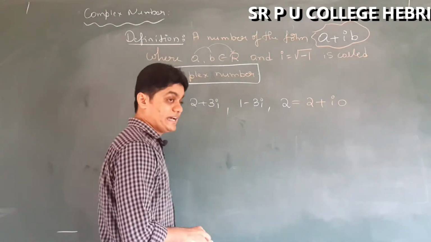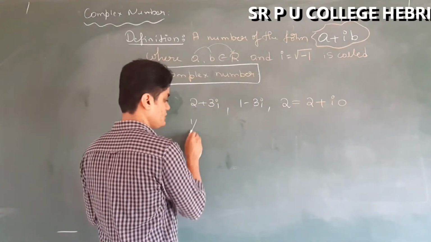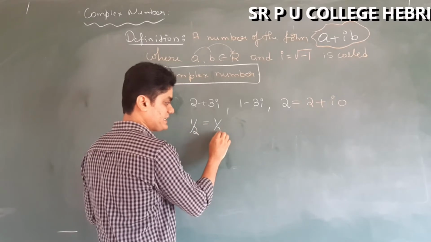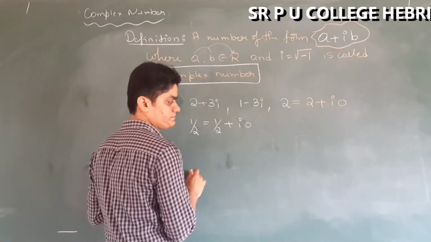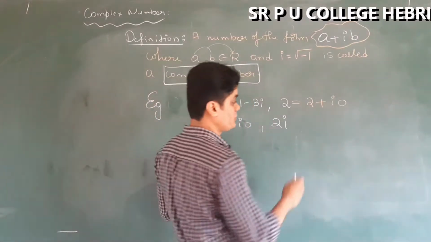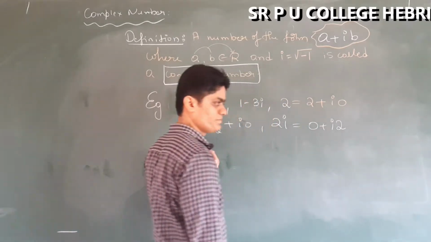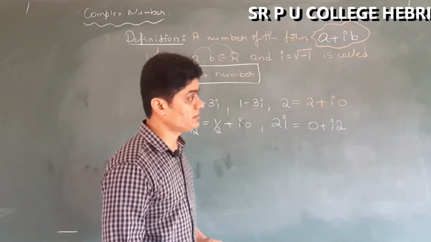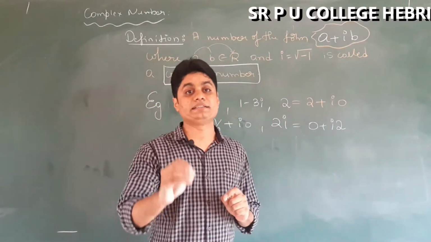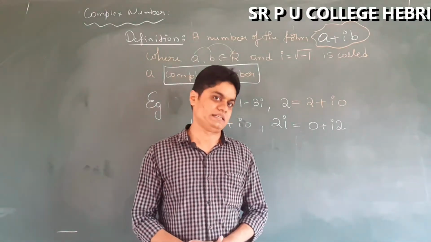So remember, it's not only about 2. Even if you take half, it is also a complex number, because it can be expressed like this. Or you take 2i, only 2i, this is also a complex number, because this can be expressed as 0 plus i into 2. So what is the conclusion you can write here? Every real number is a complex number. You take any real number, it can be expressed in terms of a plus ib.